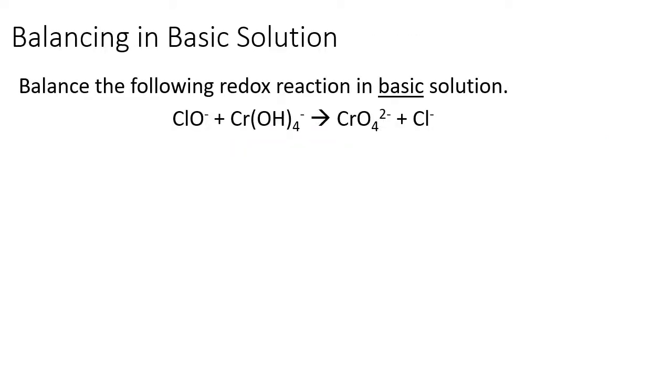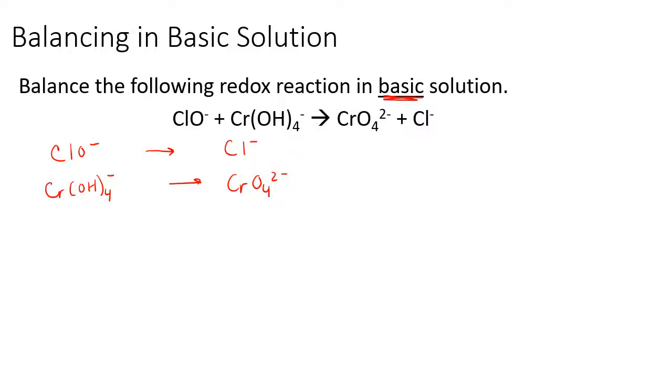In this example, we'll practice balancing in basic solution now. Just like the acidic solution, we have to be told what the pH is. So now we know our pH is greater than 7. First, we want to break our redox reaction up into our two half reactions. So we're going to have ClO minus going to Cl minus, and we're going to have CrOH4 negative charge going to CrO4 2 minus.